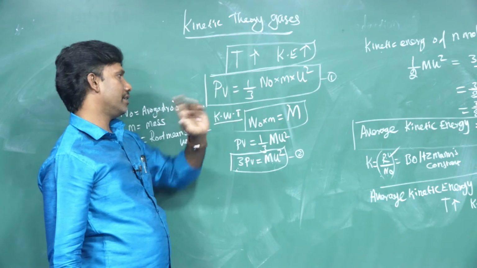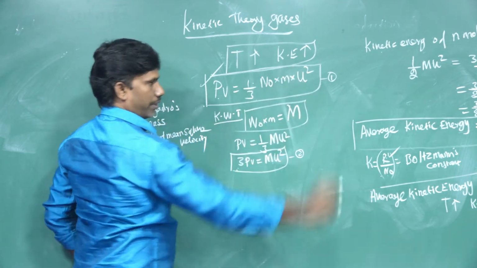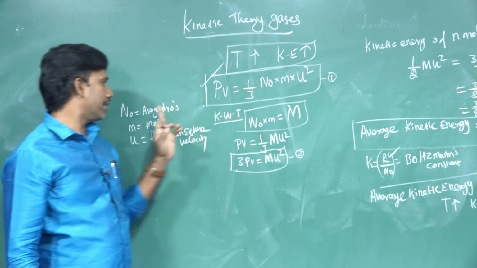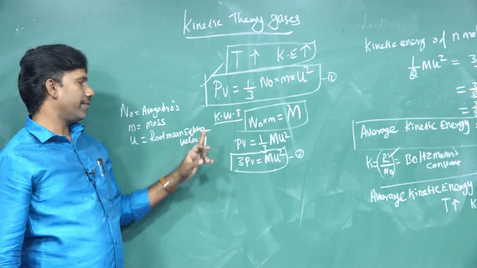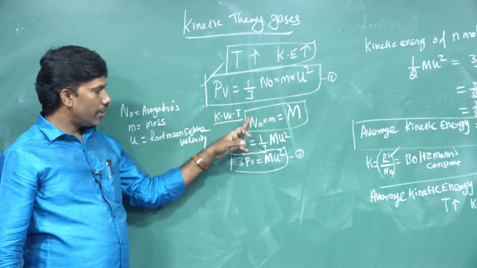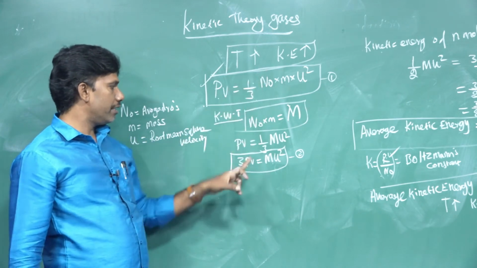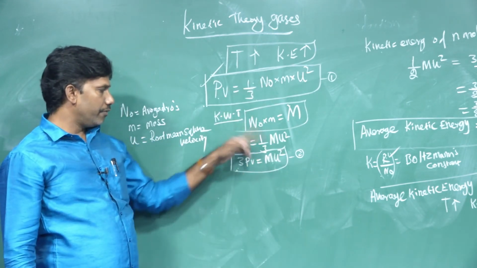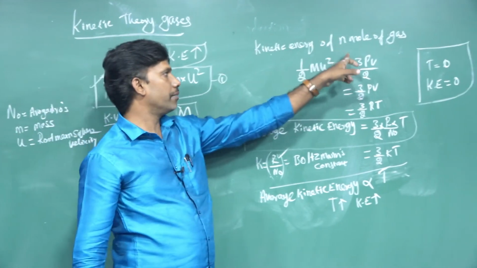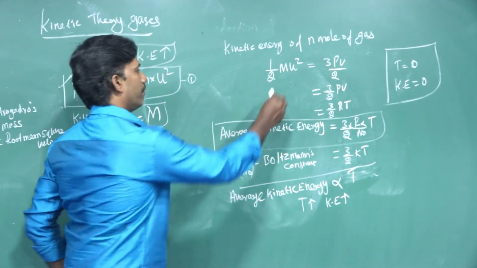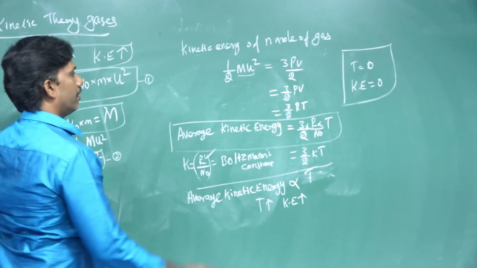For example, the gaseous equation PV equal to 1 by 3 N0 M U square. Here N0 is the Avogadro number, small m is the mass of the gas, and U is the root mean square velocity. We know that N0 into M, Avogadro number into mass, is given by the molecular mass. If you substitute this here, PV equal to 1 by 3 M U square. Again simplifying, 3 PV equal to M U square. So the kinetic energy of N mole of gas is half M U square. Here you have the value for M U square from equation 2: instead of M U square you put 3 PV. Again, 3 by 2 PV.